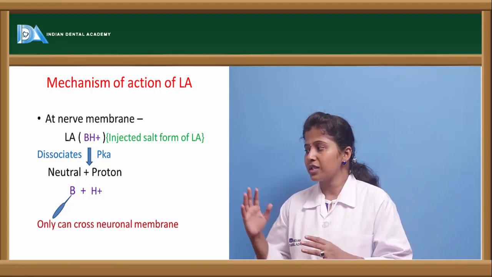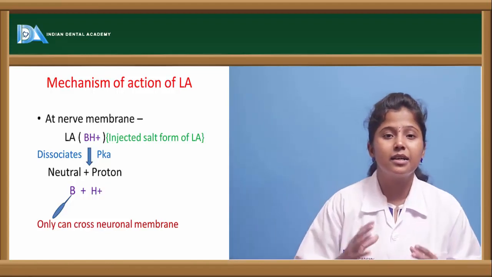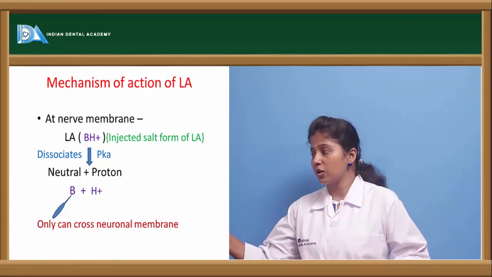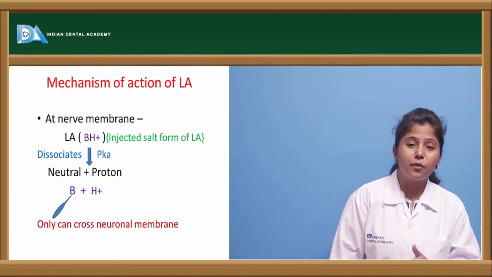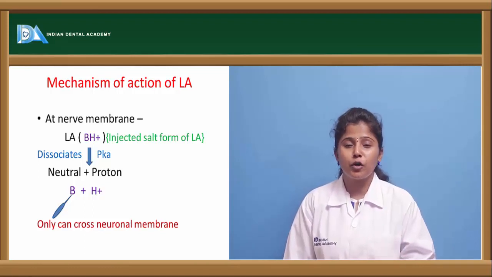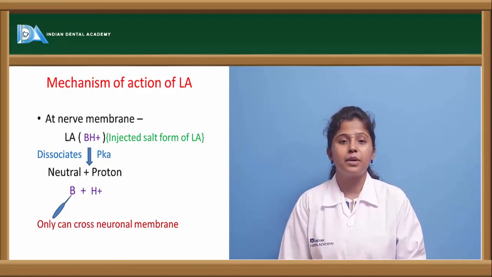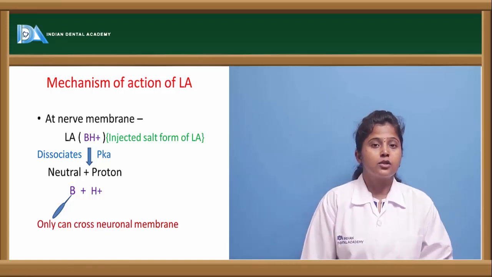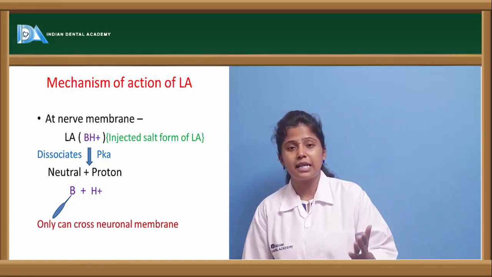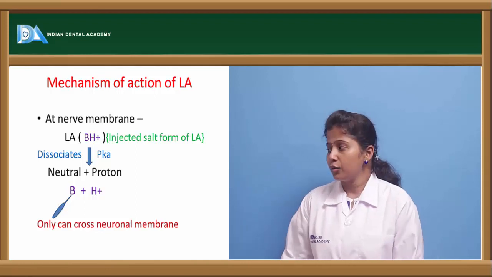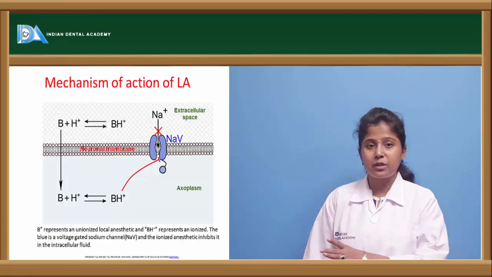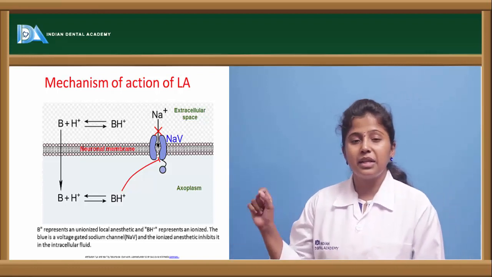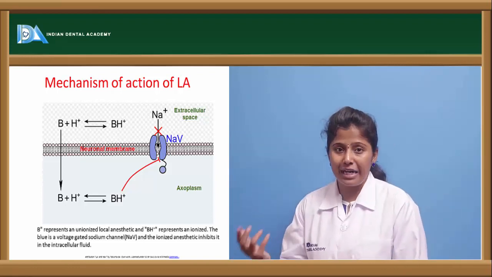So only the neutral form crosses the neuronal membrane. If it is in the form of salts, it is not possible for it to cross the neuronal membrane, because ions cannot cross through the plasma membrane or neuronal membrane. That is the reason it gets dissociated, and thereby it can enter the neuronal membrane. And here we can see the pictorial representation, where B stands for the local anesthetic here.